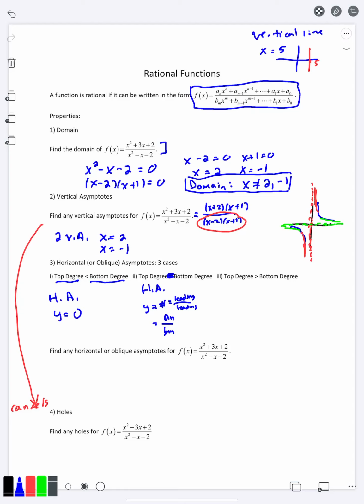The third one is if the top degree is bigger than the bottom degree. In this case, there is no horizontal asymptote. So if the top is bigger than the bottom, then there's in fact no horizontal asymptote.